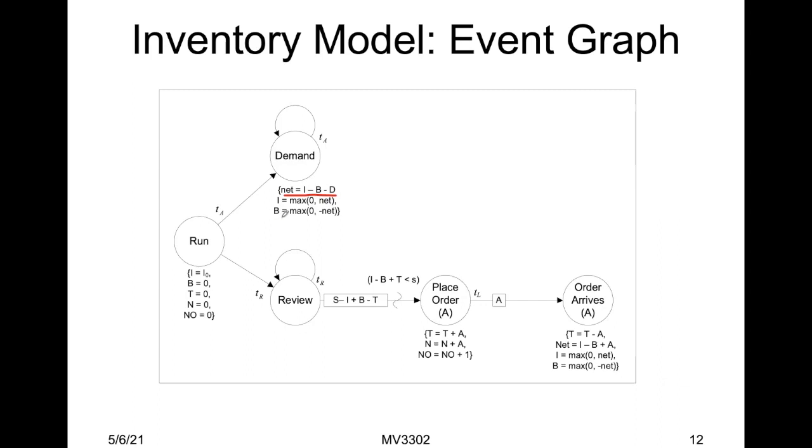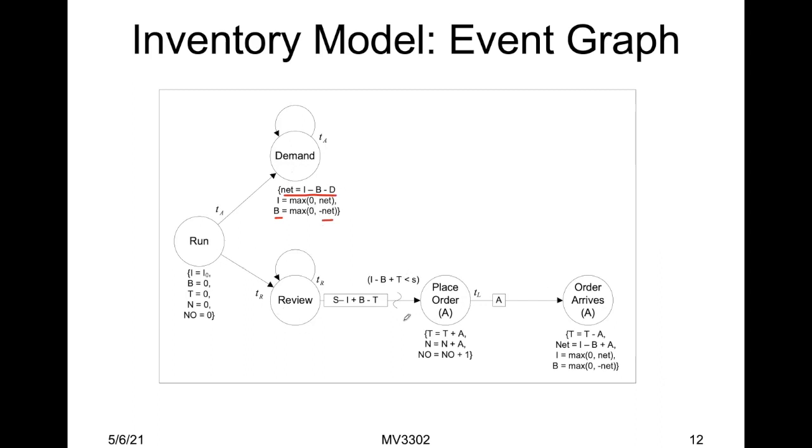And the number I have on back order is going to be the maximum of minus that net value and 0. So if net is positive, that means I have items on hand. Minus net is negative. That means that the maximum of a negative number and 0 is 0. So after all this, I either have items on hand or in back order.